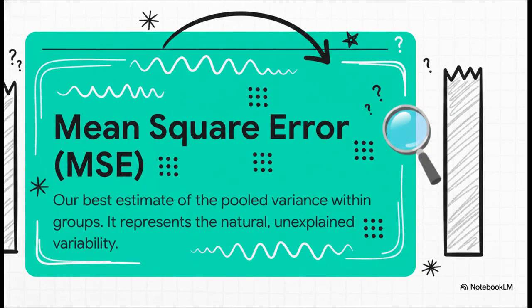Let's zoom in for a second on that mean square error, or MSE, because that's what question 9 is all about. What is it? Think of MSE as our best estimate of the natural, random, unexplained variability within each group. It's the background noise in our data. It's the yardstick we're going to use to measure whether our treatment effect is actually significant.